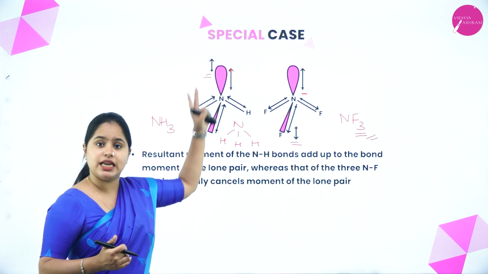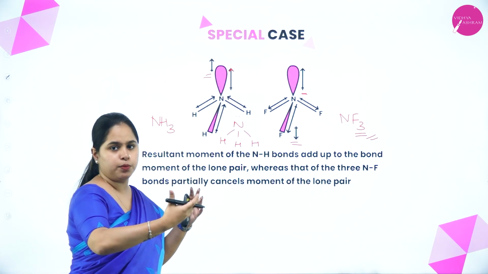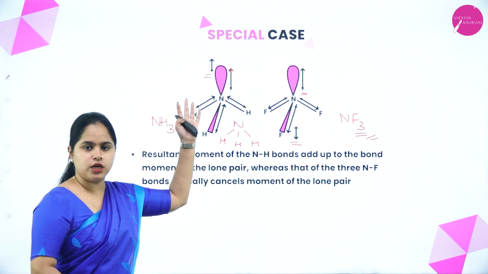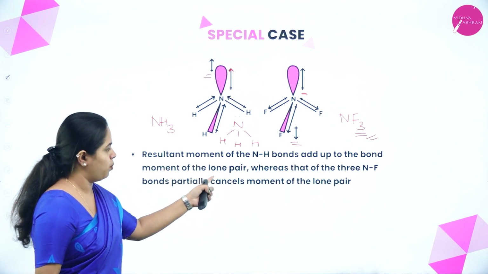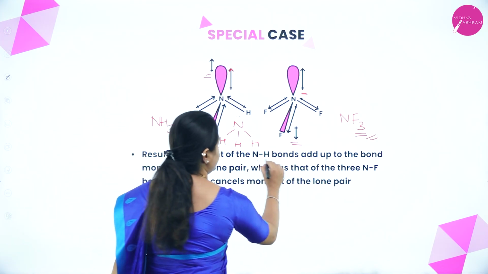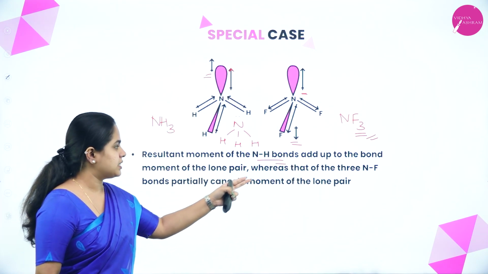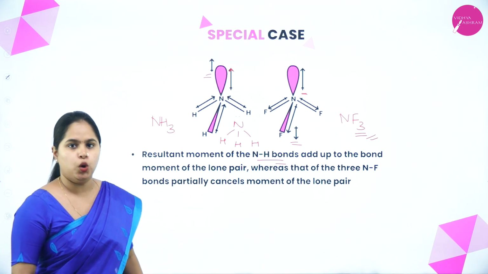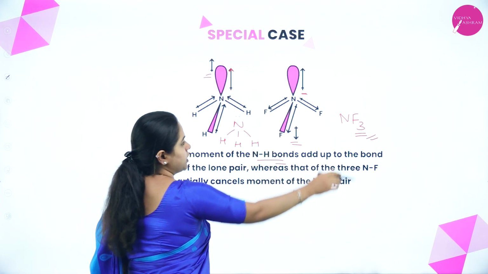In this case, it is getting added because all of them are towards one direction. Here, the dipole moments of the NF bonds are towards down and the other one is towards the top. So it cancels out each other. So the resultant moment of the NH bonds adds up to the bond moment of the lone pair, whereas that of the 3 NF bonds partially cancels the moment of the lone pair. So the dipole moment of the lone pair is towards up and it cancels out each of this.